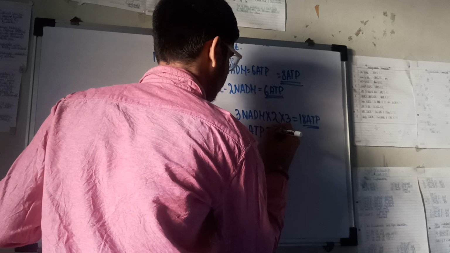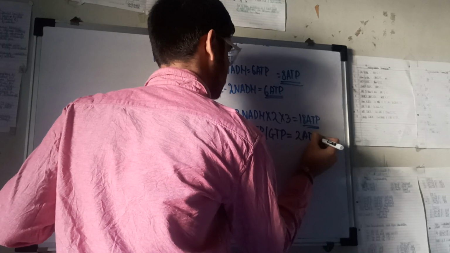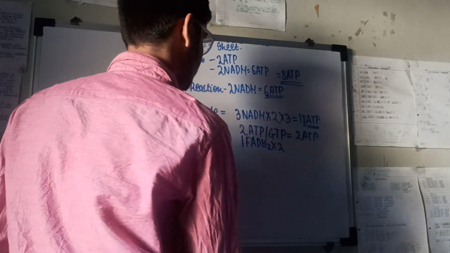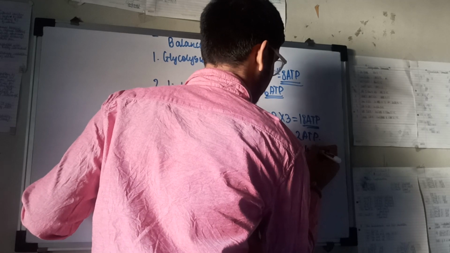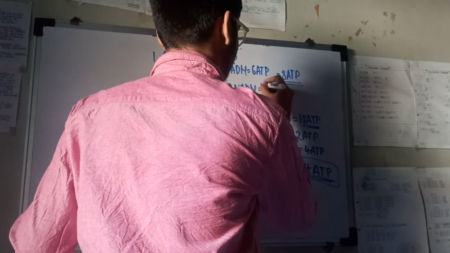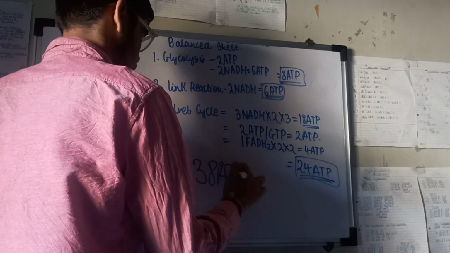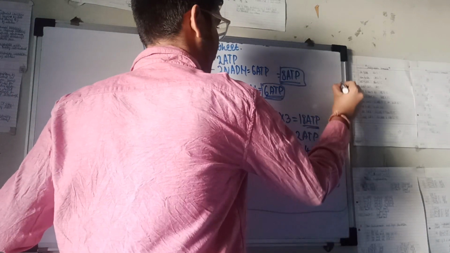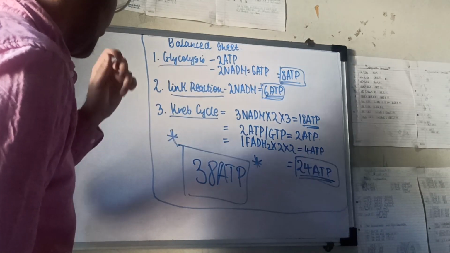Two ATP or GTP were formed by SLP, substrate level phosphorylation, so 2 ATP. 1 FADH2 in the first cycle, into 2 cycles, and again into 2, because 1 FADH2 produces 2 ATP, so 4 ATP. Now adding this, we will get 24 ATP. Now add the total, 14 plus 24, 38 ATP are produced. So this is the balance sheet: first glycolysis, link reaction, Krebs cycle.